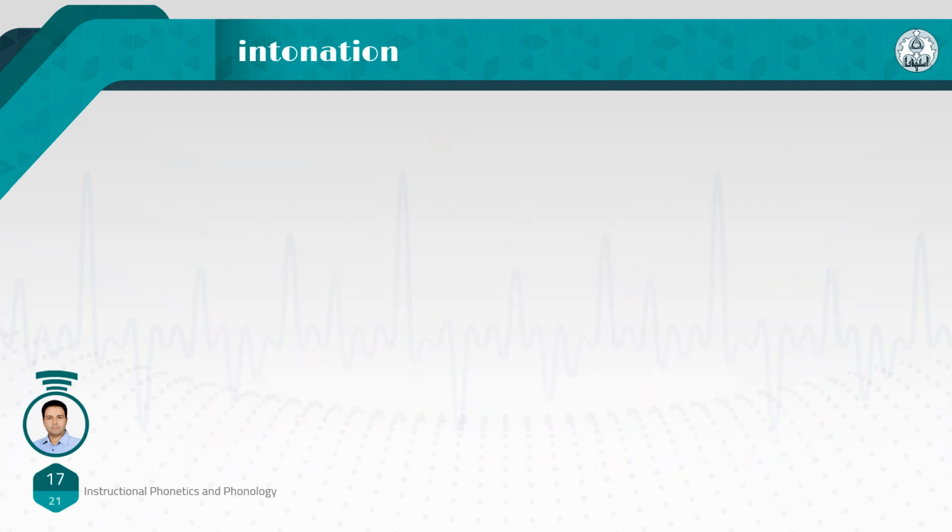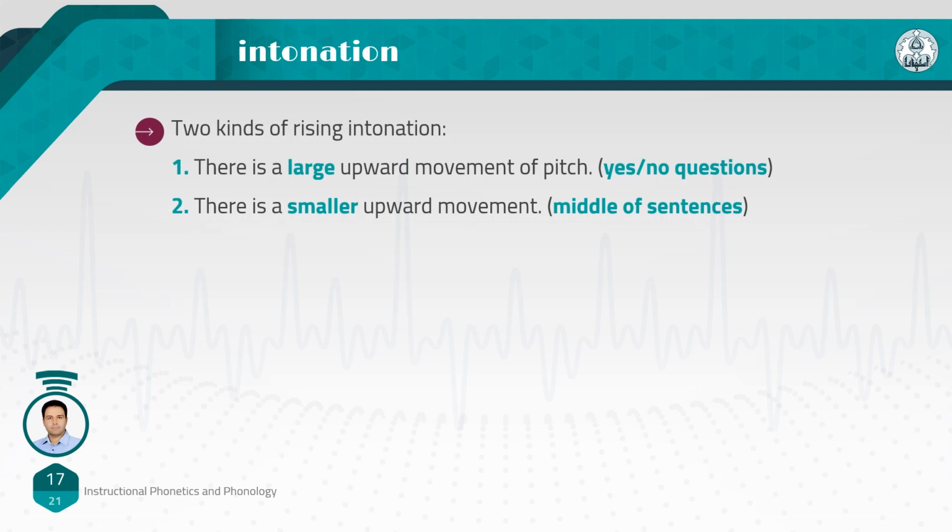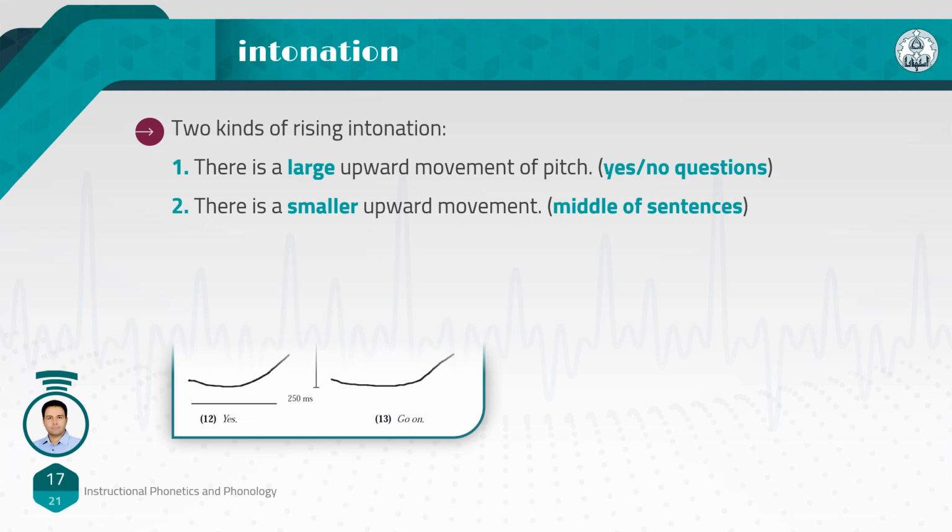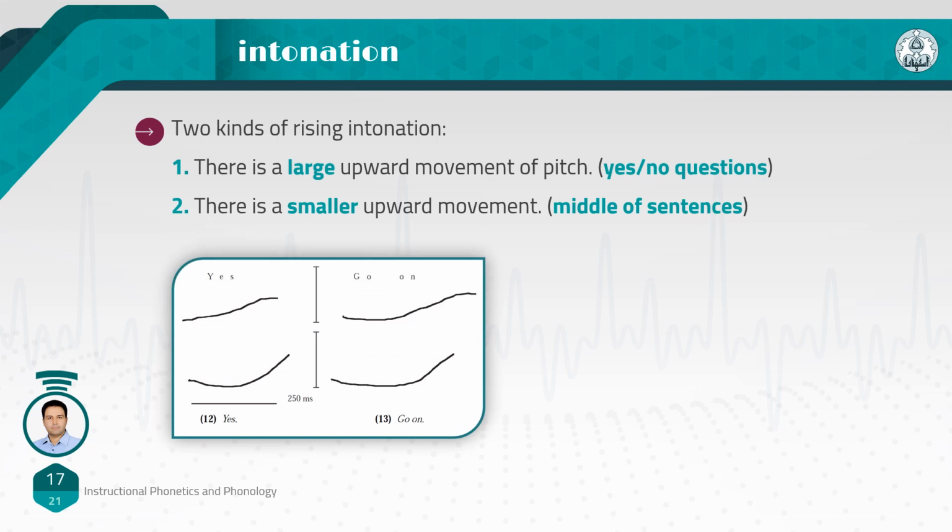Two kinds of rising intonations. One is when there is a large upward movement of pitch in yes-no questions. And the second one is when there is a smaller upward movement. This happens in the middle of sentences. Now, look at this example, number 12 and number 13. There is a slightly rising intonation in the utterances in number 12 and number 13.